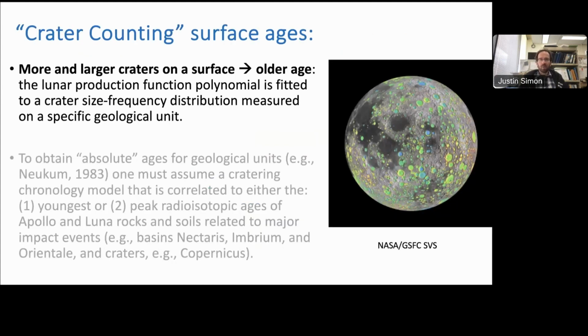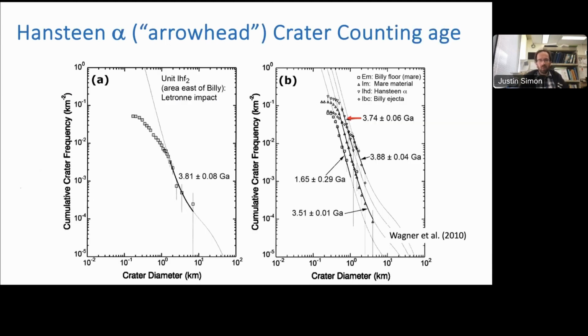I won't go into the crater counting of surface ages, but basically, I think most folks understand that as a surface ages and is impacted, it retains craters. And so at zeroth order, more and larger craters on the surface indicates a larger age. There's math behind this, and there's a lot of hard work and thought about how those ages are retained. But essentially, they come up with a cumulative crater frequency versus size plot, as shown here.